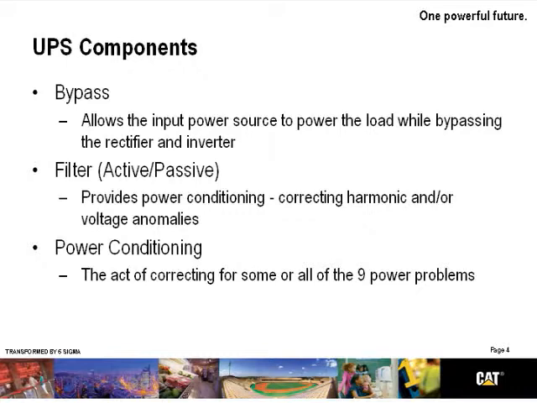Filter, both active and passive. We're talking about power conditioning, maybe filtering for harmonics, any kind of voltage anomaly. When we talk about filtering, we're talking about removing those from the power path. So power conditioning is the act of correcting some or all of the 9 power problems. So you ask, well, what are the 9 power problems?